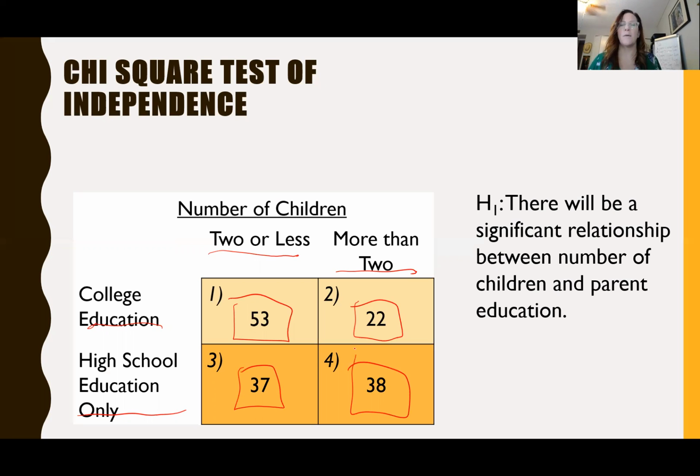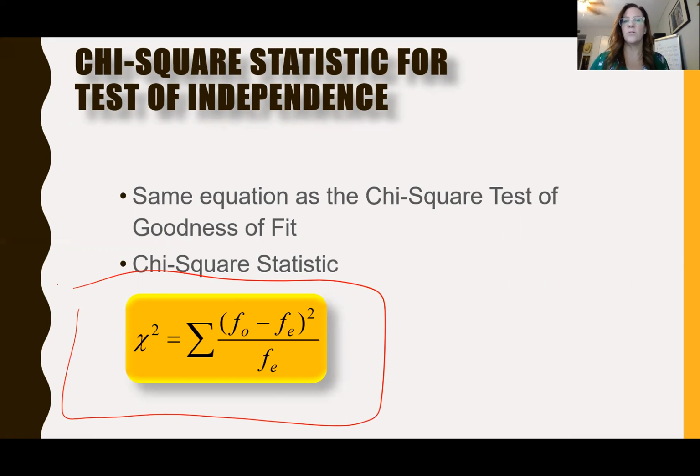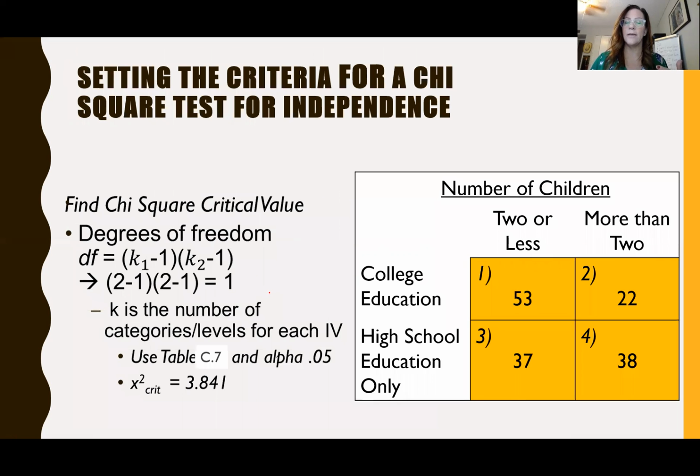Now we have to come up with our expected frequencies, but we also have to come up with our criteria. So let's look at our criteria first. That's step 2, setting up our criteria, because we'll never know whether something is significant if we don't have our criteria set up appropriately. Again, the equation is exactly the same as with the goodness of fit. The only difference is how we obtain the F of E, the frequency of expected values.